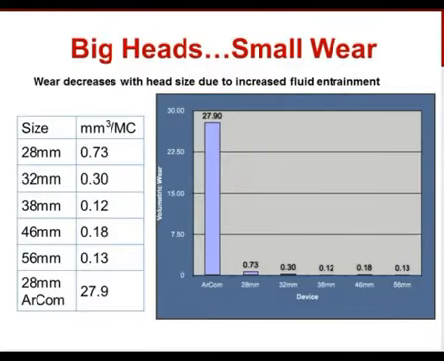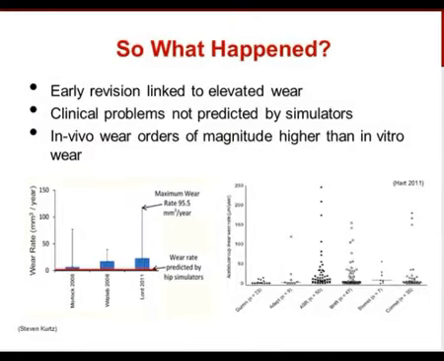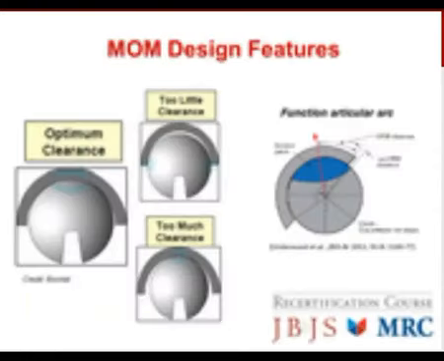Now, we saw early on some of this data, some of these hip simulator studies showing the potential for dramatically reduced wear with metal on metal hips, particularly large diameter metal on metal hips. But this did not pan out. We saw an increased early revision rate with metal on metal hips, and the reason for this is likely multifactorial, but there's no question that the in vivo wear rates were orders of magnitude higher than what we thought they would be based on the in vitro wear data from the hip simulators. And I've depicted here a couple of studies showing that the clinical wear was substantially higher than what we predicted with the hip simulator studies.